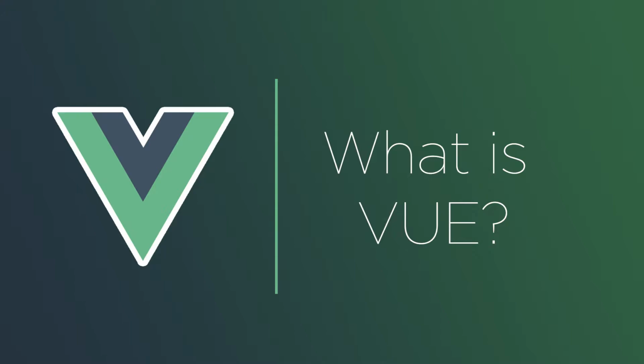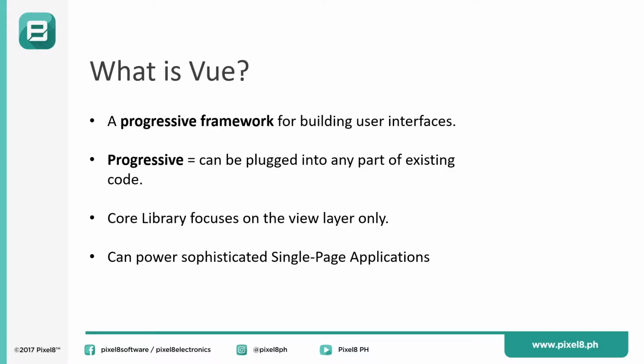Beautiful Vue, isn't it? Indeed. So what is Vue? Vue is basically a progressive framework used for building user interfaces. So what do you mean by progressive? Progressive means it can be plugged into any part of existing code. Also, the core library focuses on the view layer only, leaving the application logic untouched, if so desired.